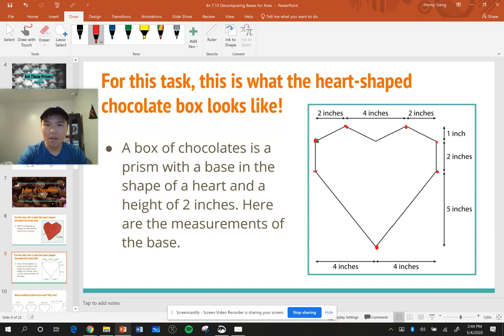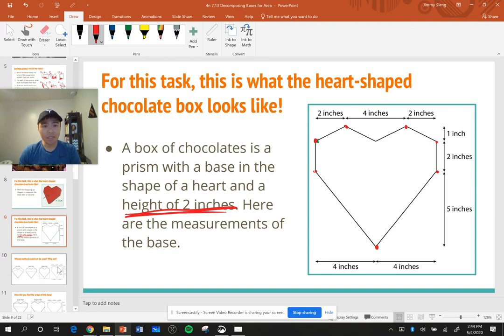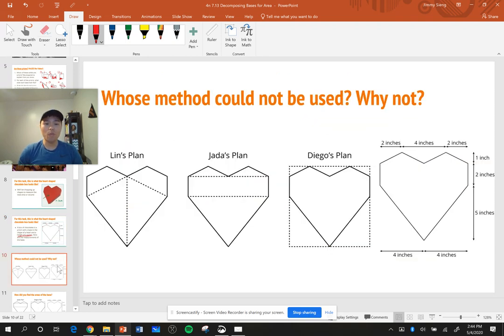So we're using all those different parts as a marker. We also have the height is going to be 2 inches, okay? And we're going to use this later to find the volume of it. Before we find the volume, let's go ahead and figure out which one of these methods would be the best. If I look at each one of these methods, Lynn's, Jada's, Diego's, go ahead and think about which one would be the best method.